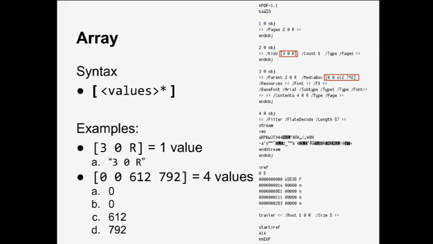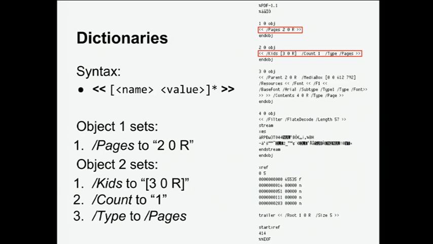Yeah, and arrays, no complex thing here, just square brackets. Once again, if you have a 3 0 R, it's 1 value, and if you just have this, then it's 4 values. So arrays are not complex, it's still this reference thingy that is odd. And dictionaries, just hash maps or dictionaries, so you have one name, then a value.